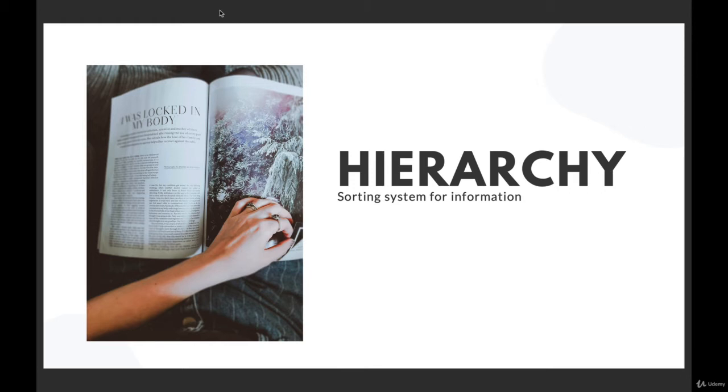So hierarchy is the sorting system of information, and it's very important within a design. I like to think about hierarchy when I look at a magazine, and typically the title is the largest, and then you have a little subheading, which is least important because it's in a smaller font, and then you have the body of the article. You are going to want to think about sorting it from the very most important being the largest and the least important of the information being the smallest, and you will create hierarchy.